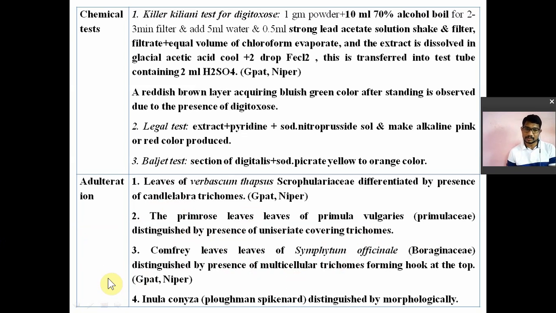Then Digitalis leaves are sometimes substituted with comfrey leaves, obtained from Symphytum officinale, Boraginaceae, and again distinguished by the presence of multicellular covering trichomes forming a hook at the top. Then again, Digitalis can be substituted by Inula conyza, that is plowman's spikenard. This is by morphology. So these points again are important. Remember the adulterants, remember the tests: Keller-Kiliani test, Legal test, Baljet test. Keller-Kiliani test is a specific test for identification of digitoxose, which is a sugar found in Digitalis.